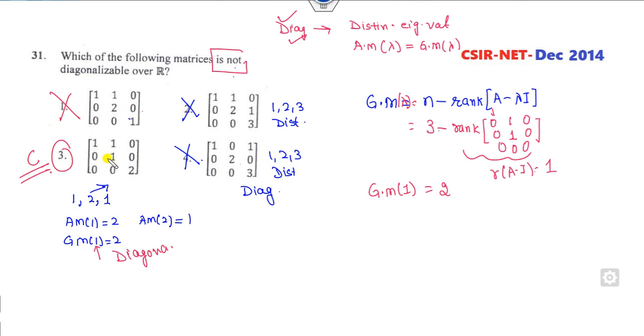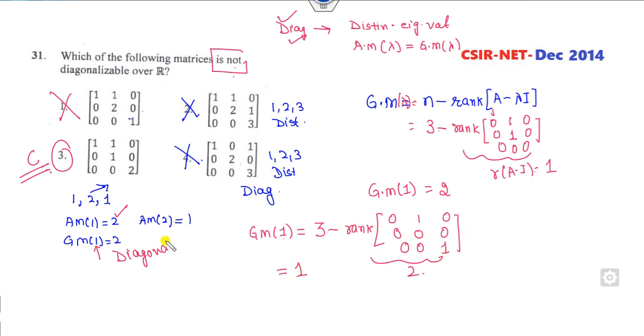How can you do it? Again we can see these are 1, 1, 2. Algebraic multiplicity of 1 is 2. So we can find the geometric multiplicity corresponding to 1. 3 minus rank of, if I substitute 1, A minus I, because lambda is 1. 0, 0, 0, 0, 0, 1. What is the rank of this? 2. 3 minus 2 is 1. Algebraic multiplicity 2, geometric multiplicity 1, which is not equal to 2. So this is not a diagonal matrix. So this is the right answer of this problem.